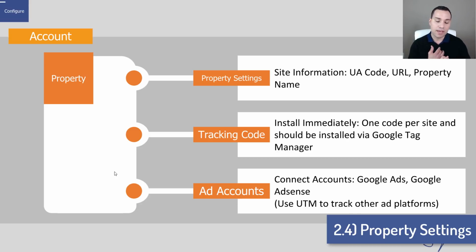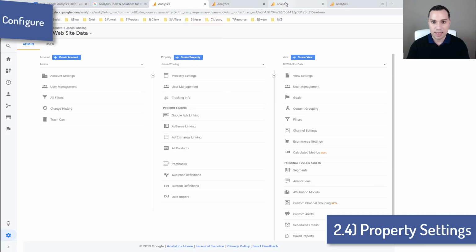So if you have a Google account or a Google AdSense account, this is where you want to connect them. If you don't know what one of those are, then don't worry about it for now. I'm going to go through how to connect both of those right now. So I'm going to go back over to Google Analytics, and I'm actually going to click to a different property here.